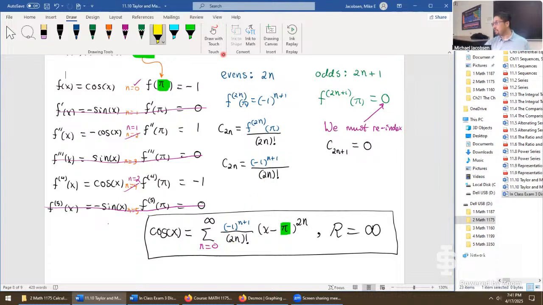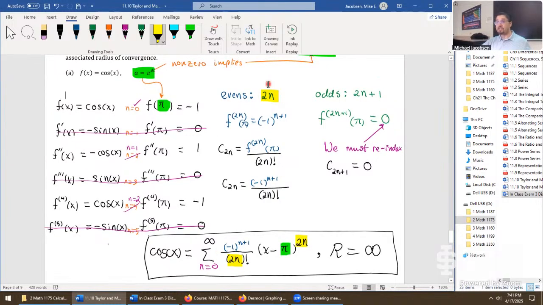If we're dealing with evens, then sure, we re-index and we start at 0, and that's just how the re-indexing is going. But you have to have 2n here, and you have to have 2n here. That's kind of easy to miss. This n and this n stay the same. So this gives you all the evens.